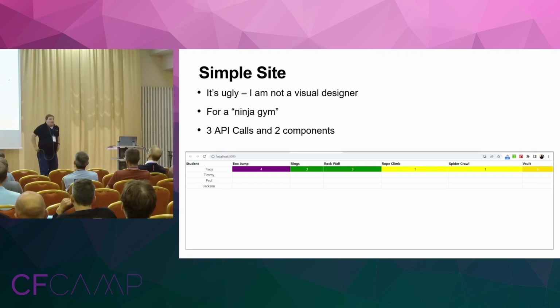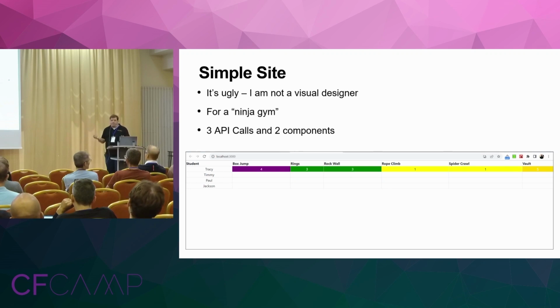So we're going to build an app that actually does this. It has 3 API calls, one for all the students, one for all the skills, and then one for their points, okay? And the front end is going to be in React. Does that make sense? Any questions? You guys good? Okay. All right.